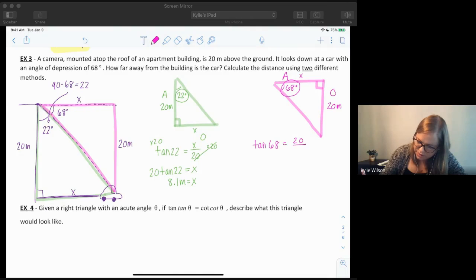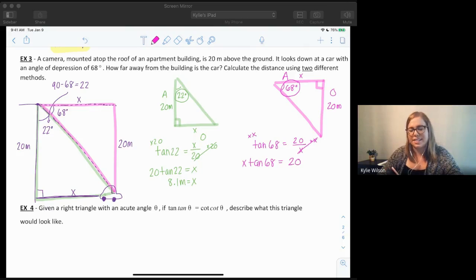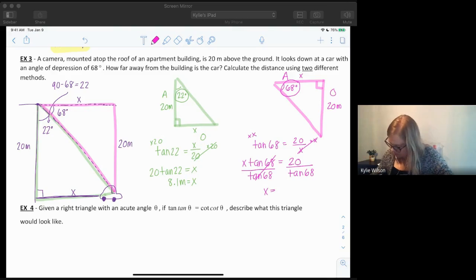Opposite over adjacent. So now I need to get that x off the bottom. So I'm just going to multiply both sides by x. Of x tan 68 equals 20. And then to get that x all by itself, I need to divide both sides by tan 68. And I'm left with 8.1 meters.